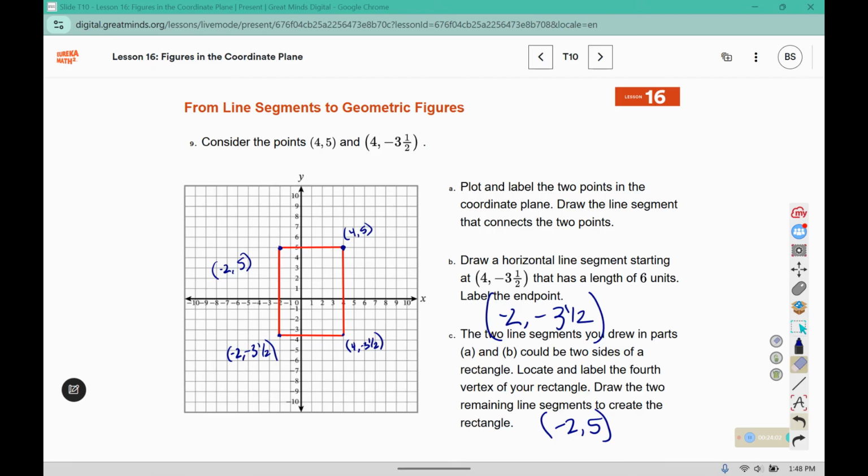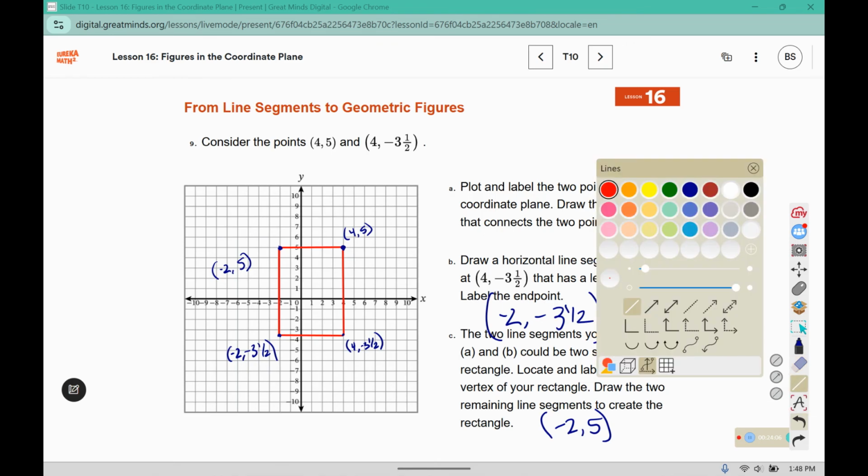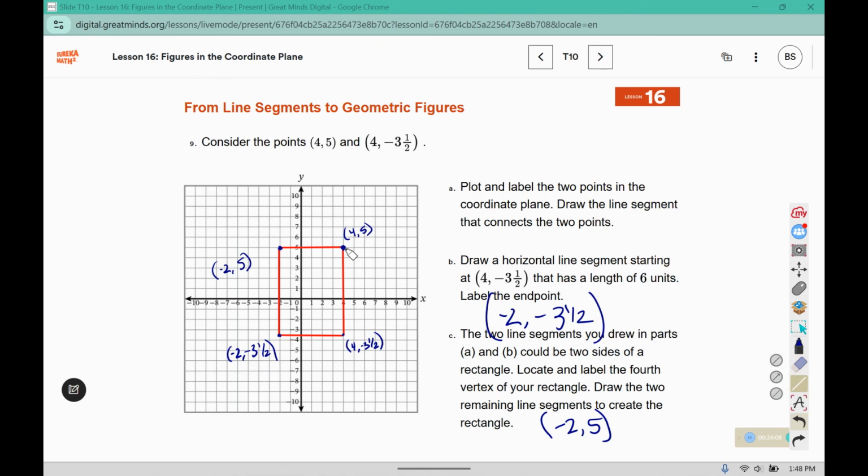Now, this isn't the only possibility. We could have also created our rectangle going out the opposite direction, 6, and created a rectangle out this way. So if you have an alternative answer, that's okay. There are 2 possibilities for this problem.